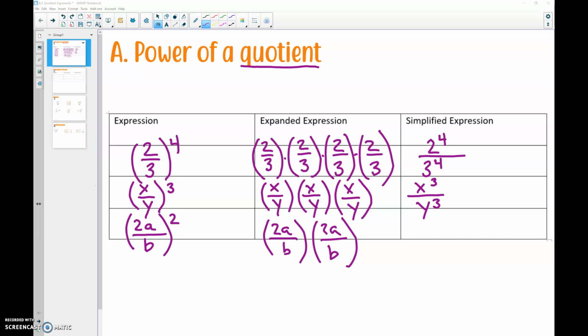This one's a little different just because it has the 2 and the a up top. So our answer has to include 2 squared times a squared all over b squared. Did you give the 2 the exponent as well, or did you leave it out? Okay, just double check your answer. Here's our rule. A power of a quotient, the power gets applied to every term of the quotient.